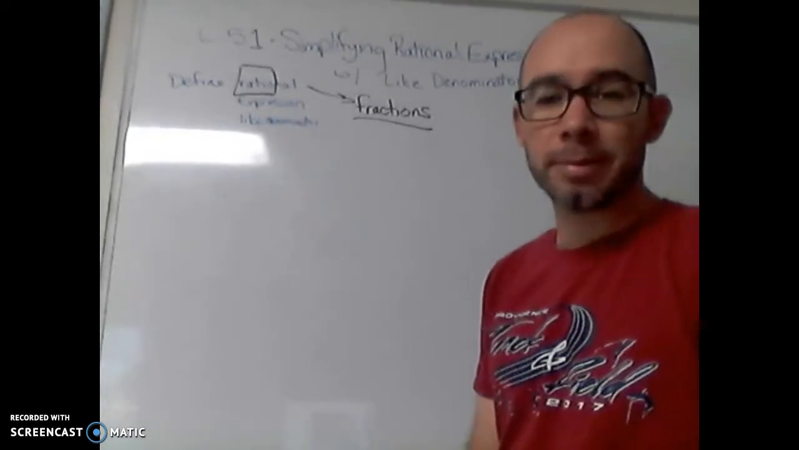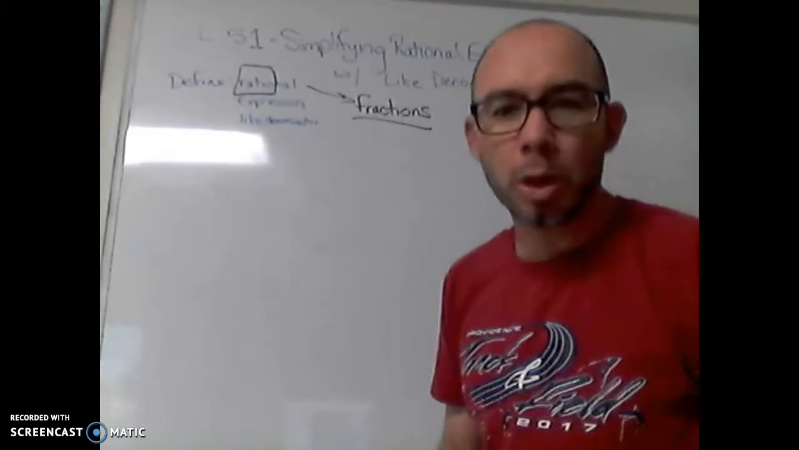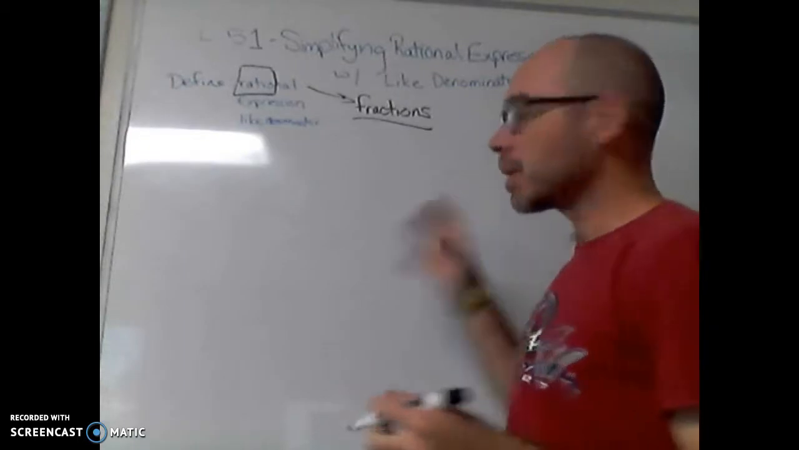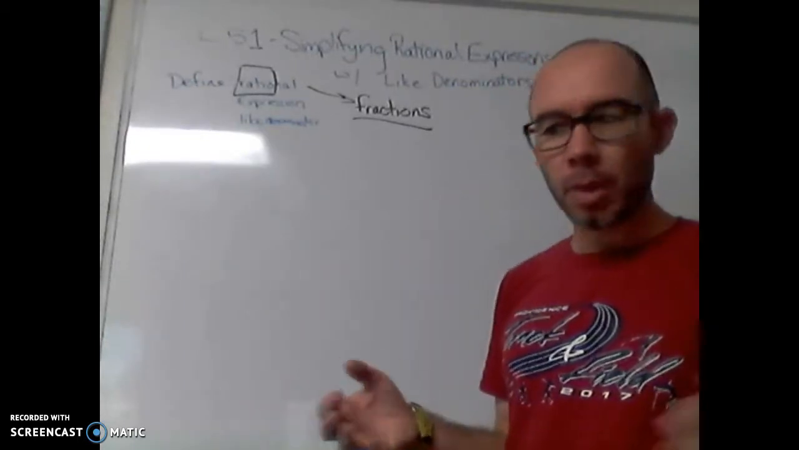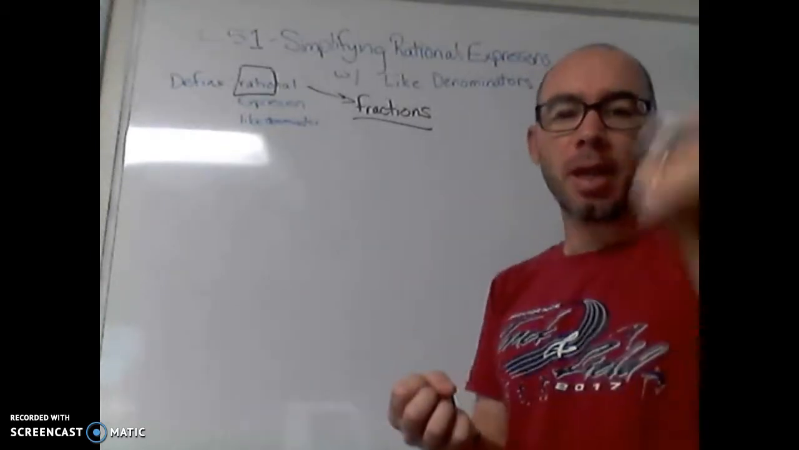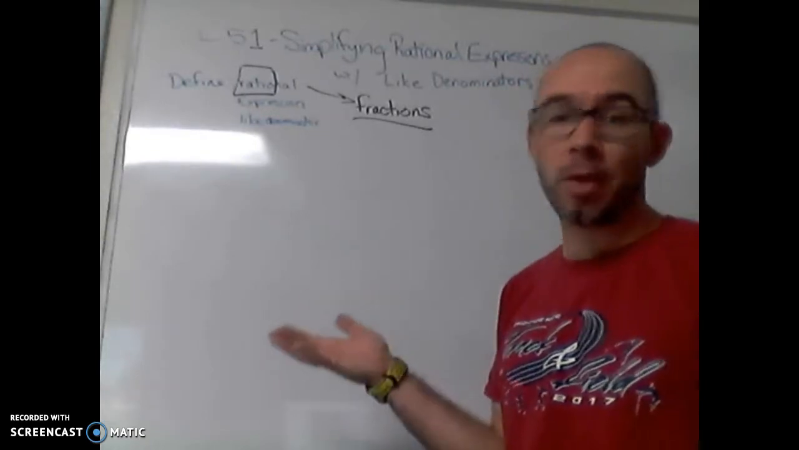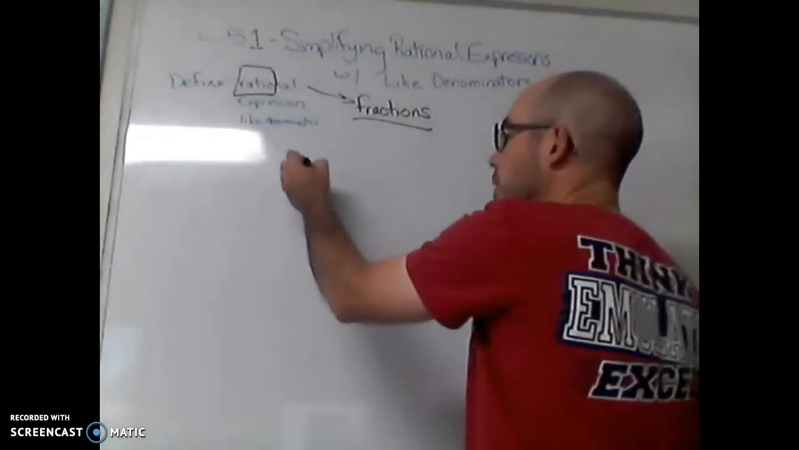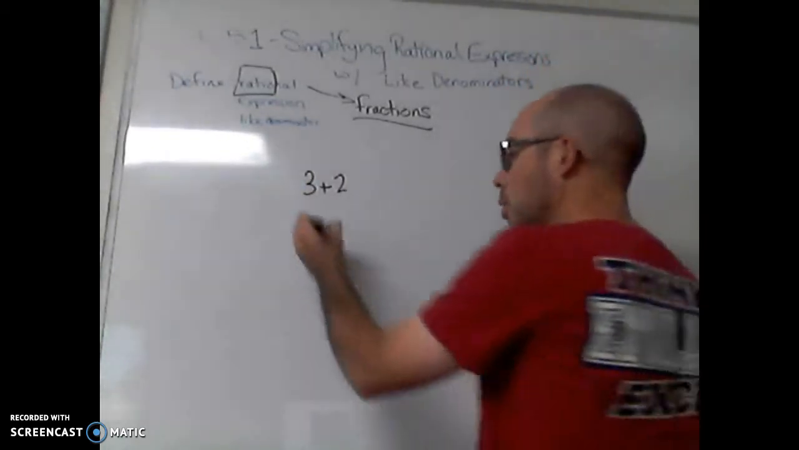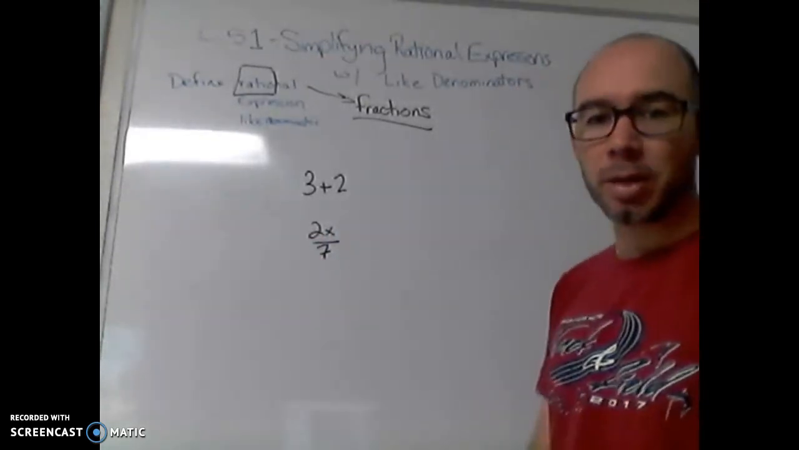Second is expression. But in math, expressions mean something without an equal sign. It could be anything, as long as there's not an equal sign. That's the difference between an expression and an equation. Expressions do not have equal signs. They're just some math all by itself. So even just 3 plus 2 is an expression, doesn't have an equal sign, so it's not an equation. Or 2x over 7 is an expression.